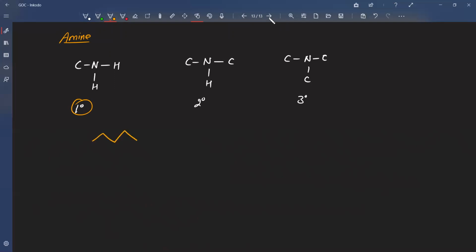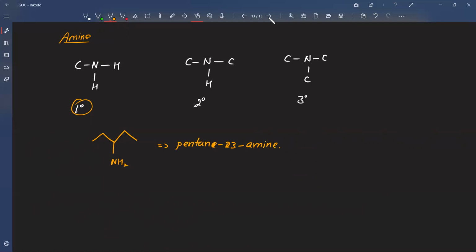If you have something like this, with the nitrogen bonded to one carbon and two H, this is 1 degree. If you have one H on the nitrogen, then that is 2 degree. And if both the H are replaced with carbon, then that is 3 degree amine. For 1 degree amine, we have already seen how to name it. For example, if it is like this, this is pentane-2-amine.